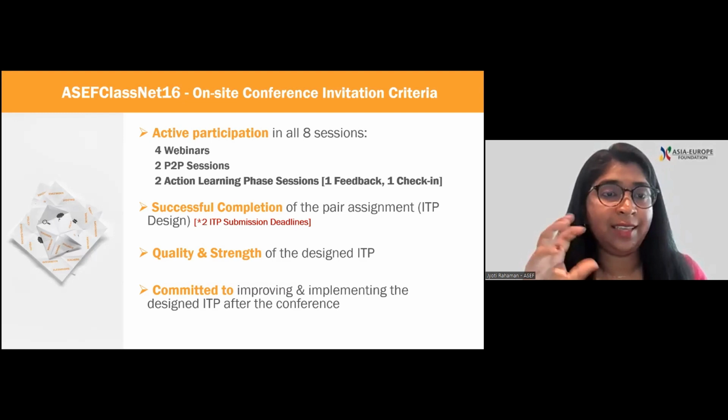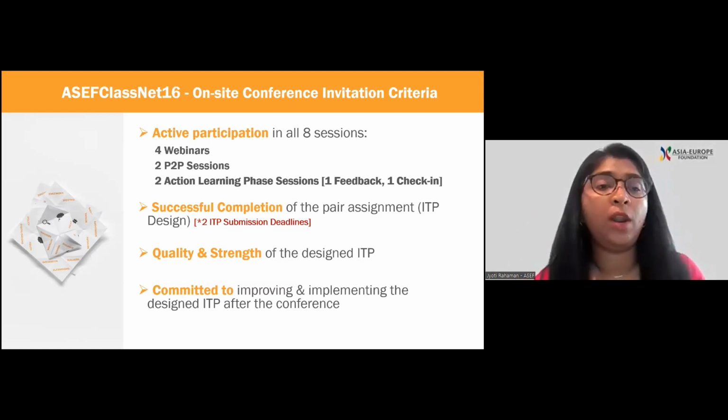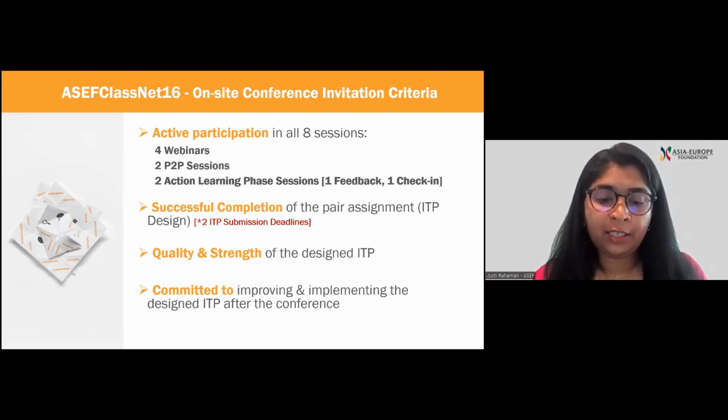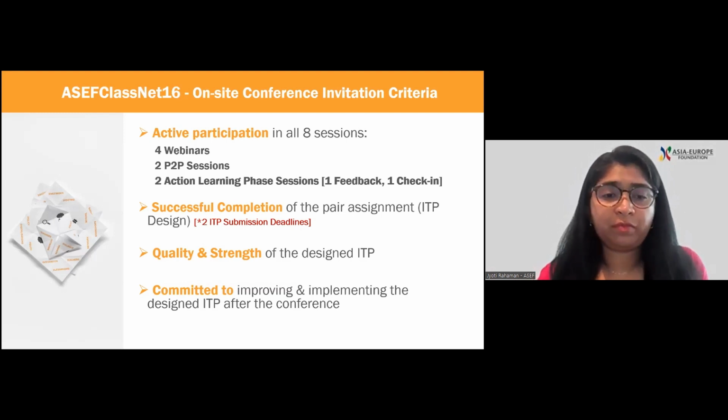So it's the assignment that you will be working on during the whole action learning phase on the innovative teaching practice design. And in terms of selection criteria, we will be focusing on the quality and strength of the designed ITP. And then finally, your commitment to implementing the ITP after you design it to improve teaching and learning scenarios in your school or in your community with teachers from different schools, for example.